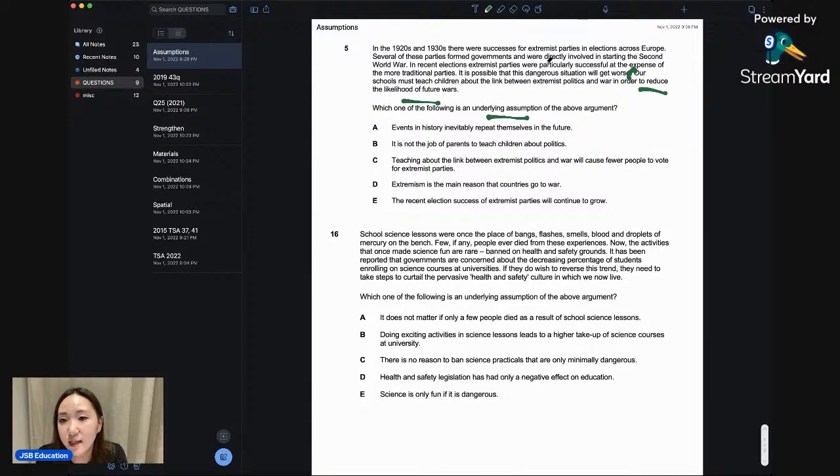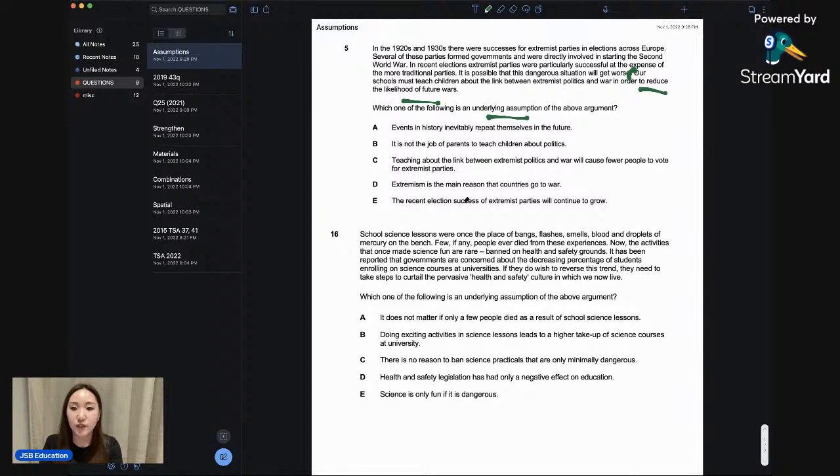It doesn't have to be right technically. So what they're saying is that extremist parties have been successful in elections. And with extremist parties being successful in elections, they have now triggered wars such as the Second World War. So just to reorganize that a little bit, we're basically saying the only way to prevent war is to get our children to learn about the link between extreme politics and war, so that they can basically prevent this from happening.